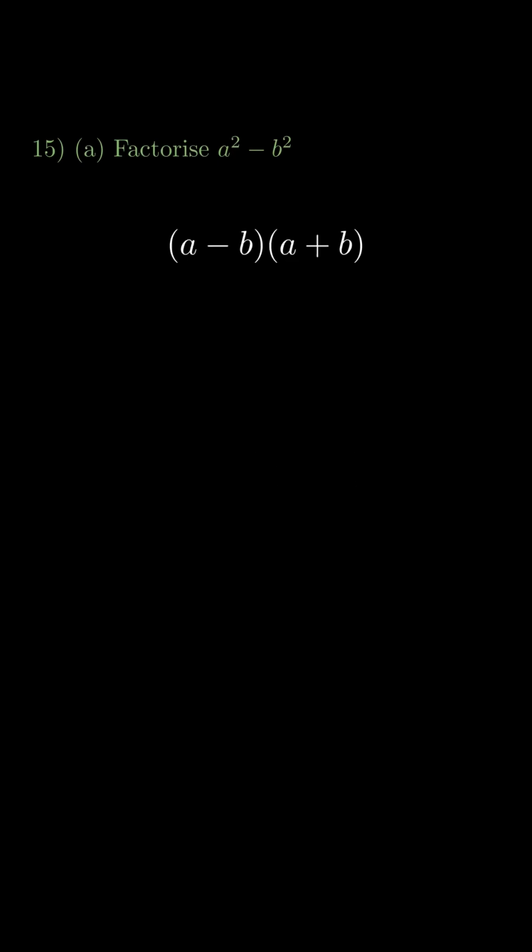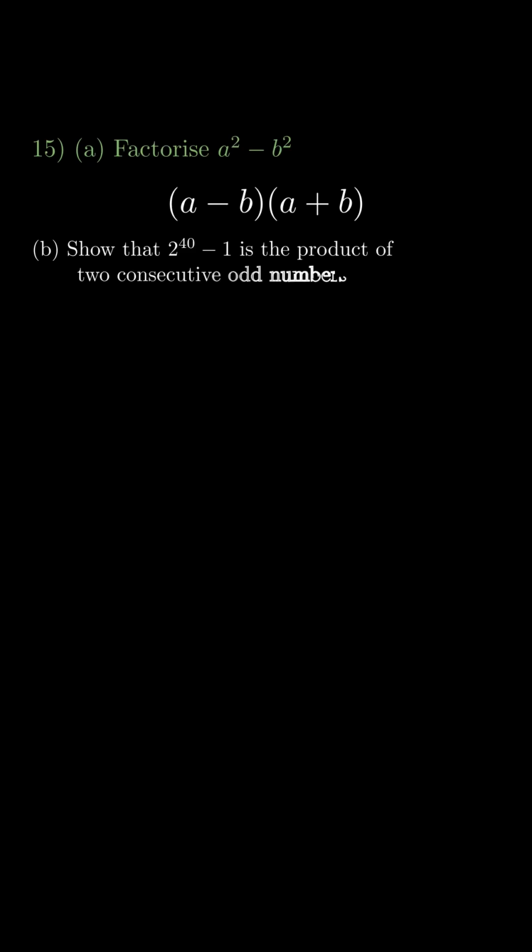For 2 marks, part B, show that 2 to the power of 40 minus 1 is a product of two consecutive odd numbers. 2 to the power of 40 is the same as 2 to the power of 20 times 2, which can be written as 2 to the power of 20 all of that squared. The 1 can always be written as 1 squared if you need it, and in this case we do need it.